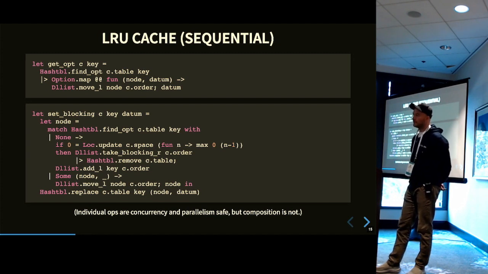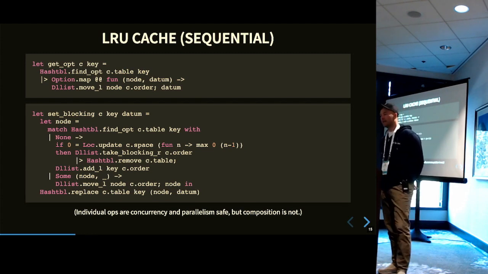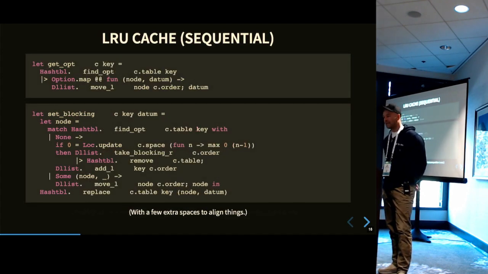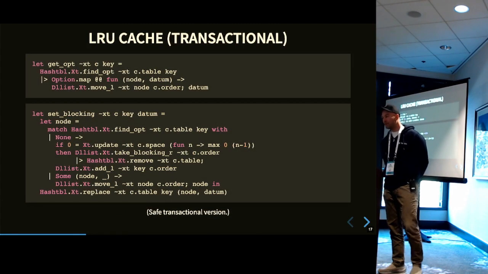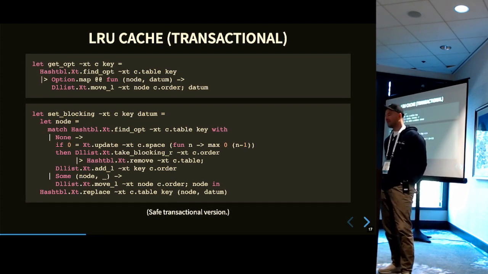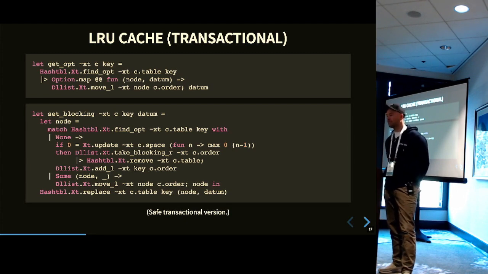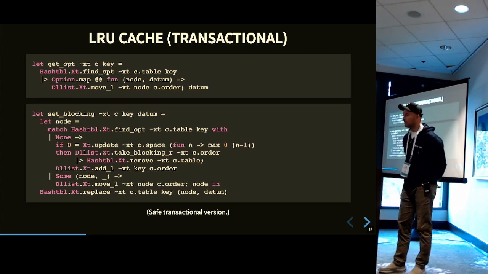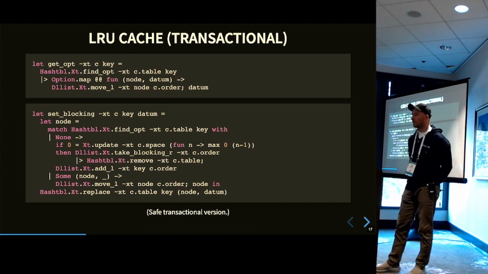The problem is that this is not concurrency safe, even though the individual operations on hash tables and doubly linked lists happen to be concurrency safe because they come from the data structure library of kcas. So how do we make this safe? Well, obviously the first step is to add a few extra spaces, and then we fill the blanks to turn the functions into transactions by passing the transaction log to transactional versions of the operations on the hash table and doubly linked list. As cute as this may appear, this is not too far from the truth. The transactions basically allow you to continue using familiar sequential-looking ways to structure concurrent code.